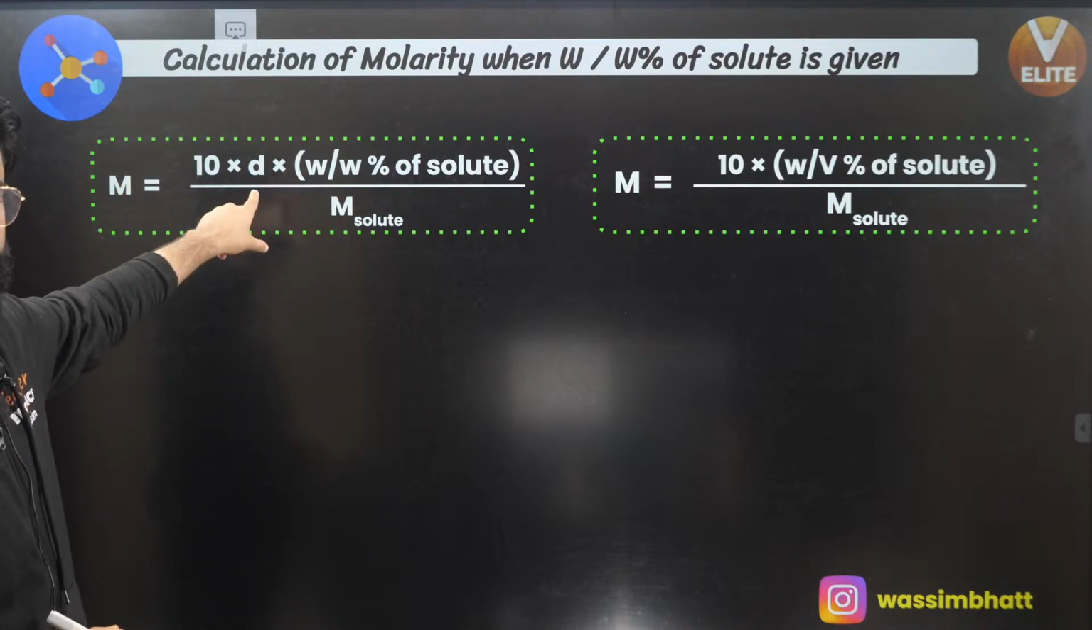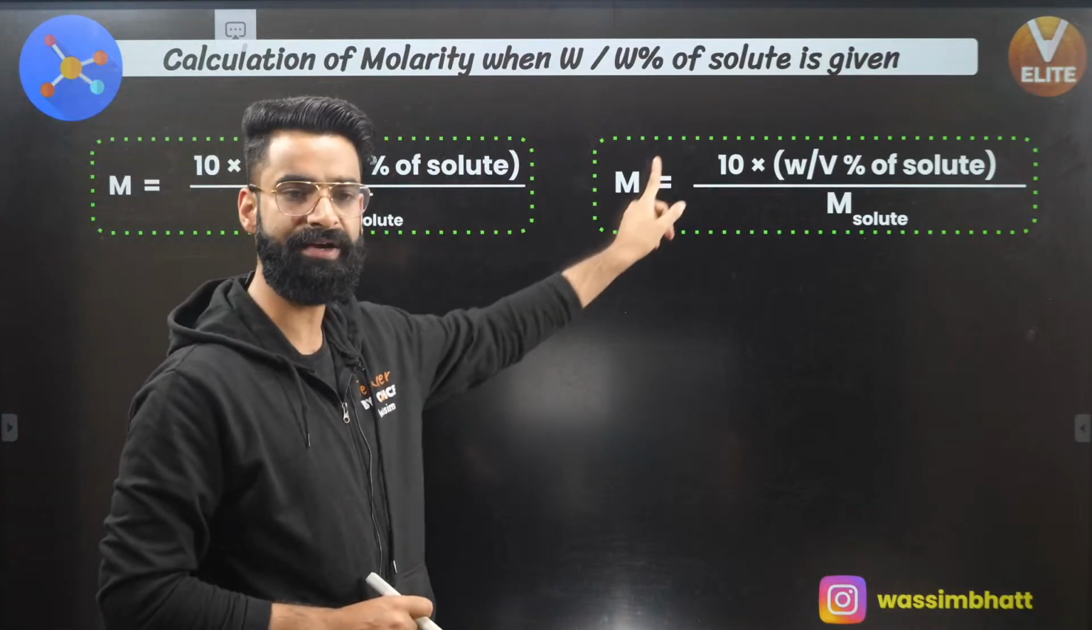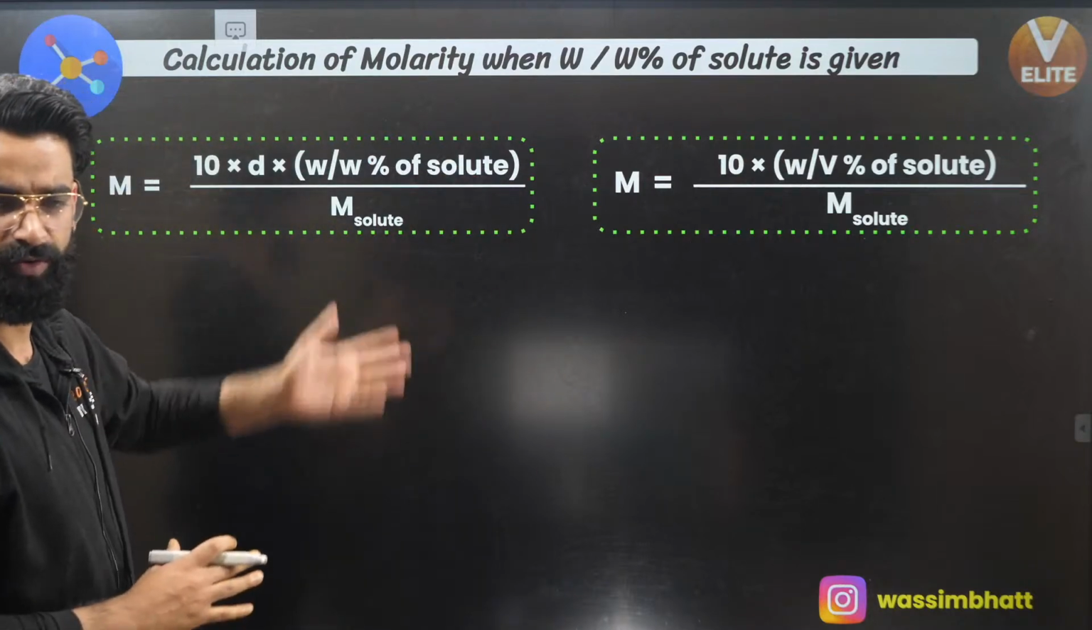Molarity is equal to 10 multiplied by density of solution, weight by weight percent of solute divided by molar mass of solute. The second one is molarity is equal to 10 multiplied by weight by volume percent of solute divided by molar mass of solute. These two formulas I have already given you.